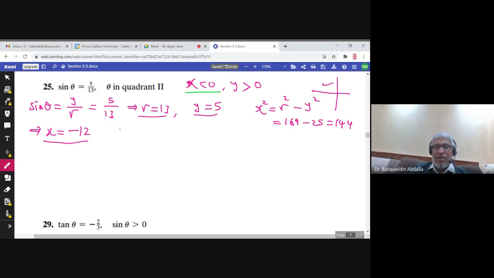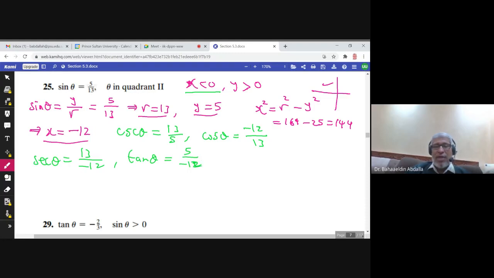I have sine, so the reciprocal is cosecant, and cosine theta is x, negative 12, over r, which is 13. The reciprocal of cosine is secant theta. Tan theta is y over x, and cotan theta is the reciprocal of tan.